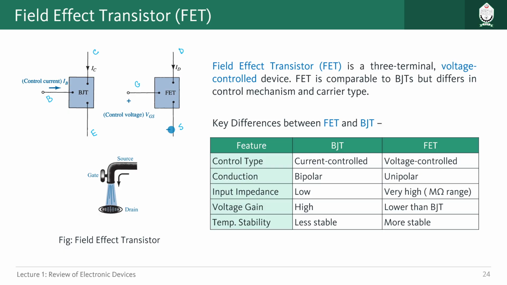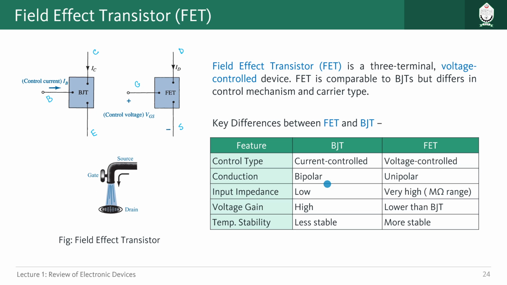So let us look at some of the key differences. Let us try to explain them. What is the difference between FET and BJT? So the first difference is in terms of control type. BJT is current controlled and FET is voltage controlled. Conduction, BJT is bipolar. So we already looked at that.